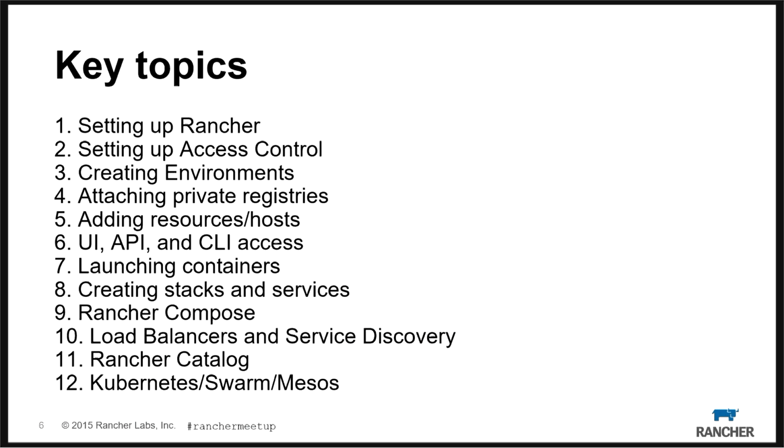Okay, now getting started. We have a lot to cover today. We're going to try and go through a number of topics. We're going to start by walking you through how to set up a Rancher environment and get access control configured so that you can control who's touching the system. Then we're going to go through the idea of environments and how to create them, and the differences at high level between Kubernetes, Swarm, and Mesos.